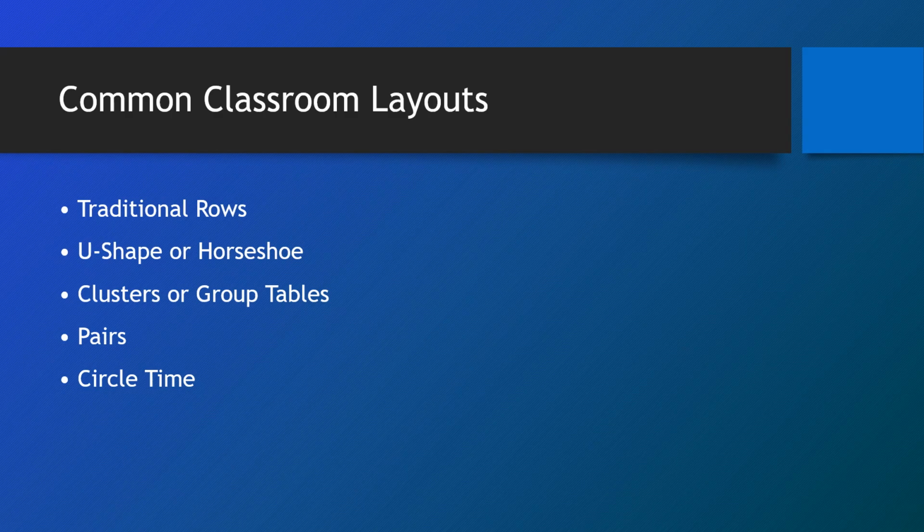We'll discuss traditional rows, U-shape or horseshoe, clusters or group tables, pairs, and circle time. We'll examine their advantages, disadvantages, and practical applications for A1 level students.